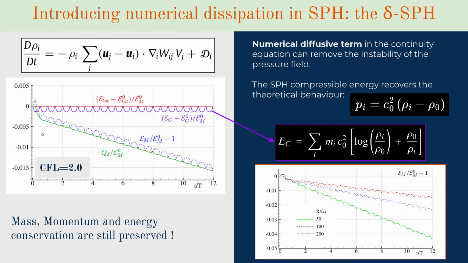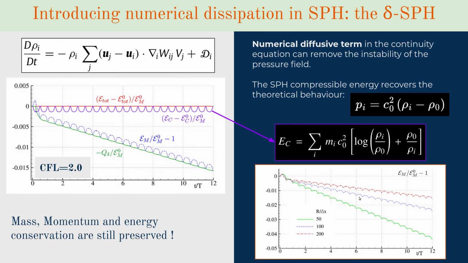The solution is to introduce a numerical diffusive term in the continuity equation, which is able to remove the instability we observed before. By adding this term, we can see that the compressible energy now matches the analytical solution. It becomes periodic, without any accumulation over time. The mechanical energy still decreases, but in this case the dissipation is directly linked to the numerical diffusion term that we have introduced. Once again, by increasing the number of particles, the effects of the numerical diffusion are progressively reduced, so the consistency of the method is preserved.